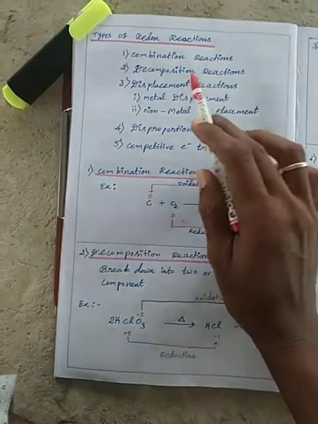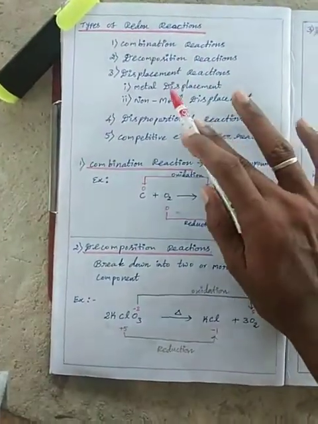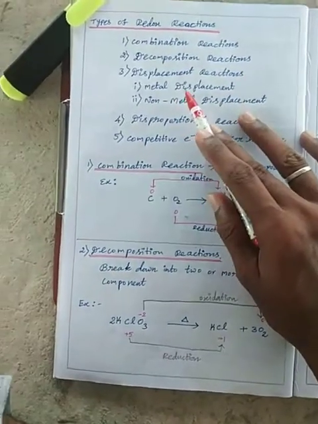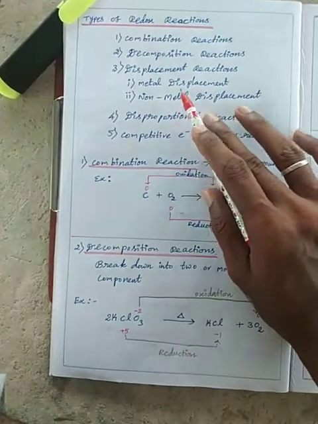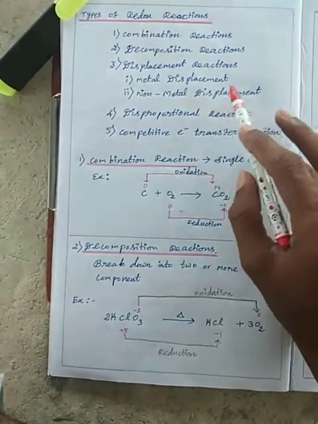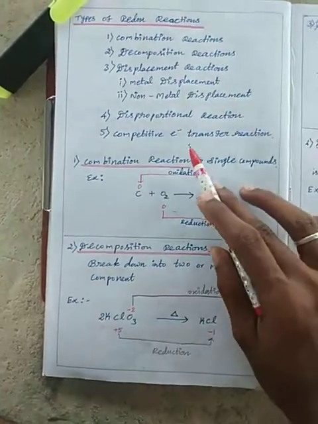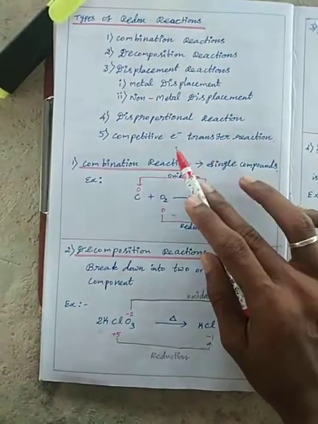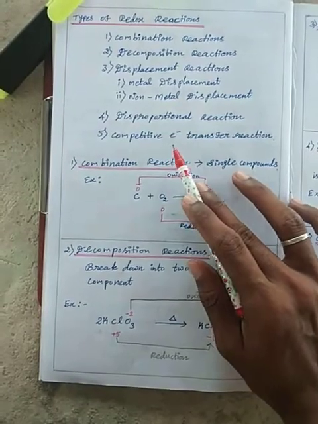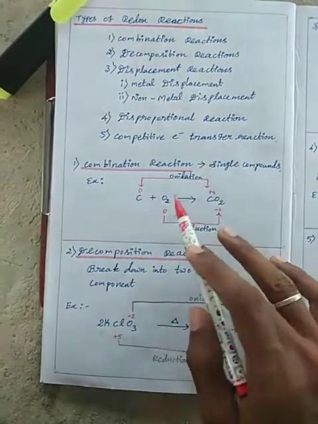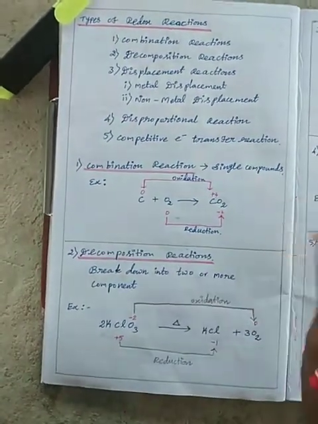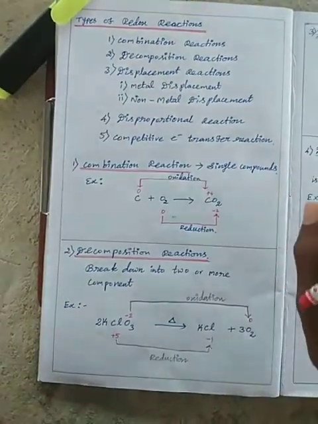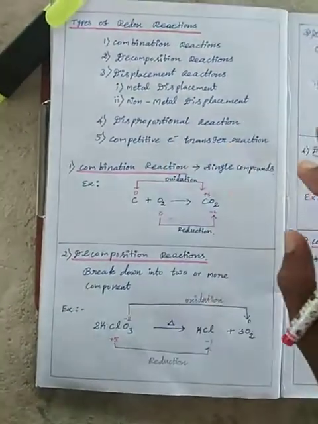There are 5 major types: the combination reaction, decomposition reaction, displacement reaction, with its subdivisions metal displacement and non-metal displacement, and the disproportionation reaction. Finally, the competitive electron transfer reaction. In a combination reaction, the simple clue is that a single compound is formed.